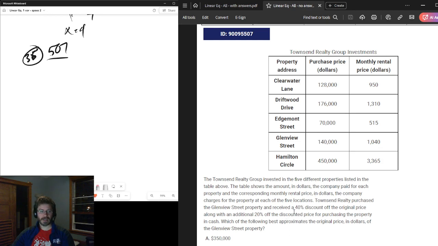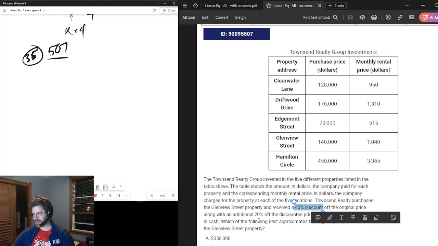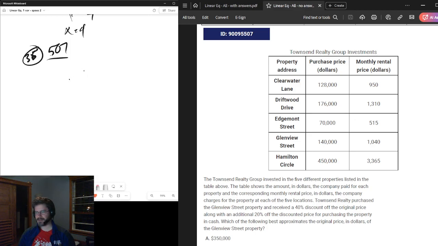So let's go ahead and read through the context here and see what they're doing to get the purchase price, because there must be some manipulation between original and purchase in order for this to be a real question. So let's go up. 5 properties, who cares? The amount a company paid for each property, fine. Rental price, we don't care about. They purchased Glenview and got a 40% discount and a 20% off the discount. So this is kind of a linear functions question. This is more appropriate for percent manipulations.